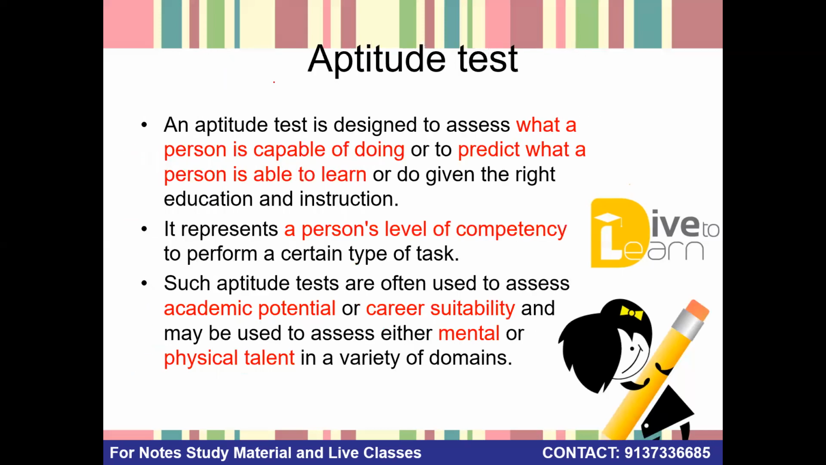Let's look at the aptitude test. An aptitude test is to assess what a person is capable of doing. Research aptitude, teaching aptitude: it predicts what a person is able to learn or do given the right education and instruction. A person's level of competency. A very important word for the aptitude test is competency. Such tests are used to assess academic potential. Even in careers, we have career suitability. If you go for job interviews with a large number of candidates, then the aptitude test is one of the qualifiers. So mental and physical talent can be tested here.